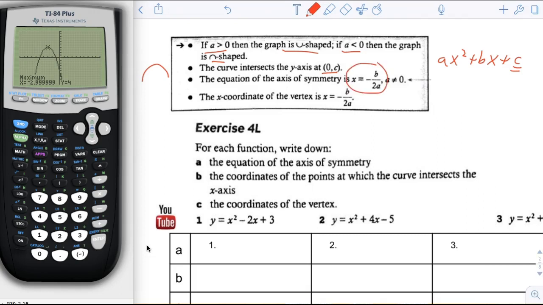Now this is a way of finding the axis of symmetry using the coefficients, or the numbers, in the standard form, right? And we can practice that a little bit here, although sometimes we won't have to do that, okay? And the x-coordinate of the vertex can also be found by using x equals negative b over 2a.